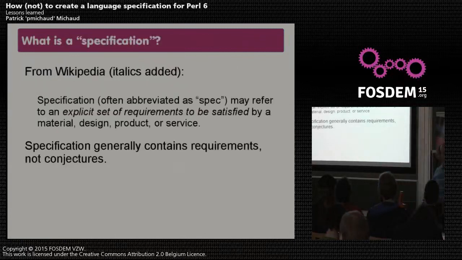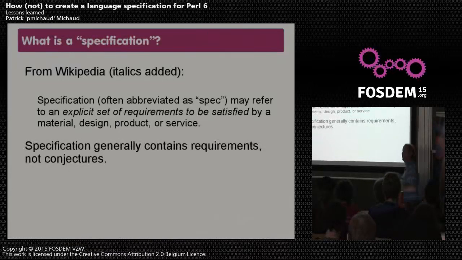So let's back up. Instead of language specification, what is a specification? I went and looked on Wikipedia, because Wikipedia knows everything. And Wikipedia offered this, which I thought was pretty good. A specification may refer to an explicit set of requirements to be satisfied. That was the key thing that I took away from this, that if you talk about a language spec, then it's an explicit set of requirements to be satisfied.